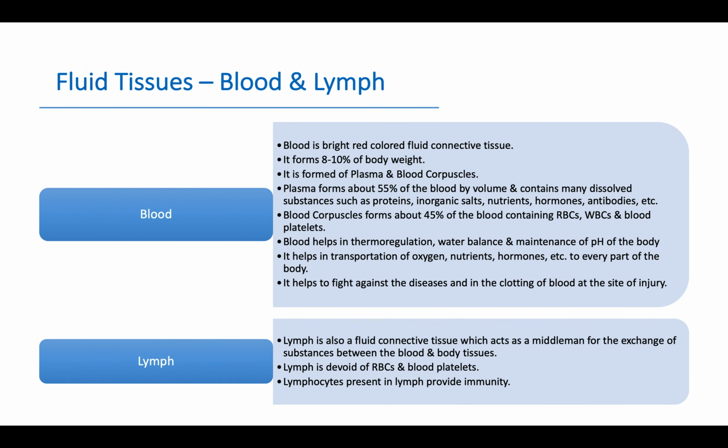Fluid tissue, blood and lymph. These are fluid connective tissues in the form of liquid. Blood. Blood is a bright red colored fluid connective tissue which can move from one place to another in the body, helping in transportation in the body. It forms 8 to 10% of body weight. It is formed of plasma and blood corpuscles.